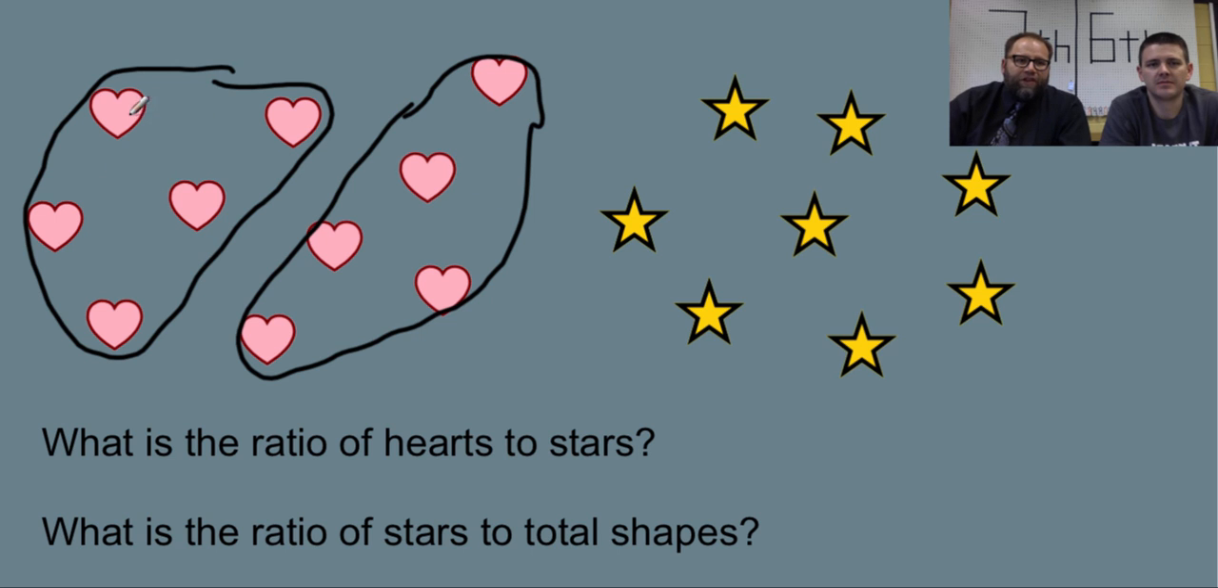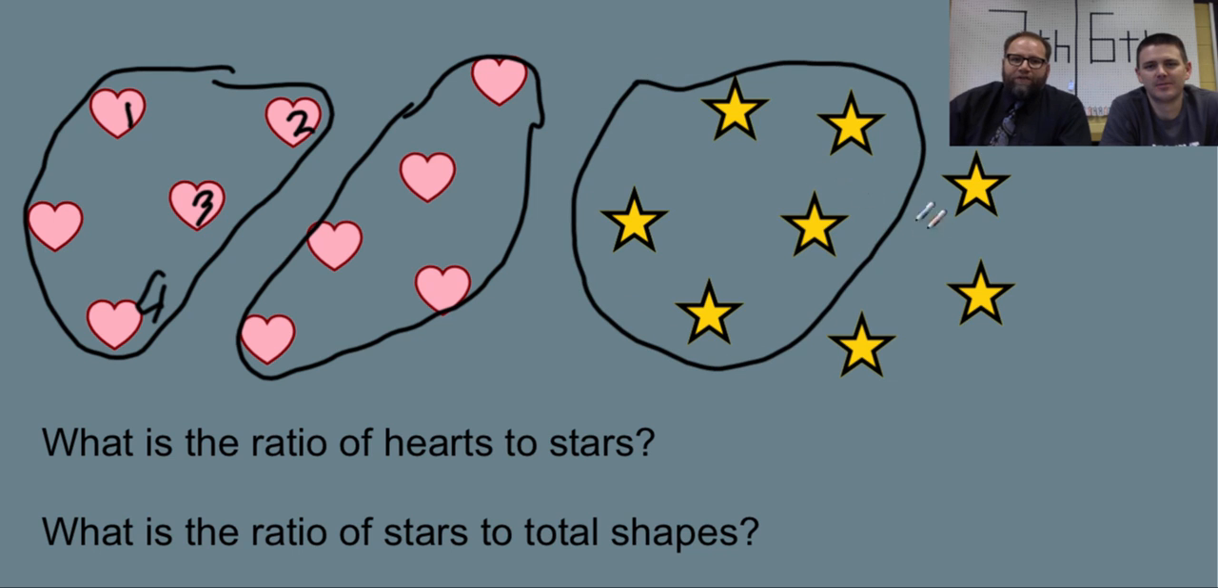You could also count them by numbering them: 1, 2, 3, and so on. Then you can group these in groups of 5 too. So here I've got 5 stars, and here are 3 stars.